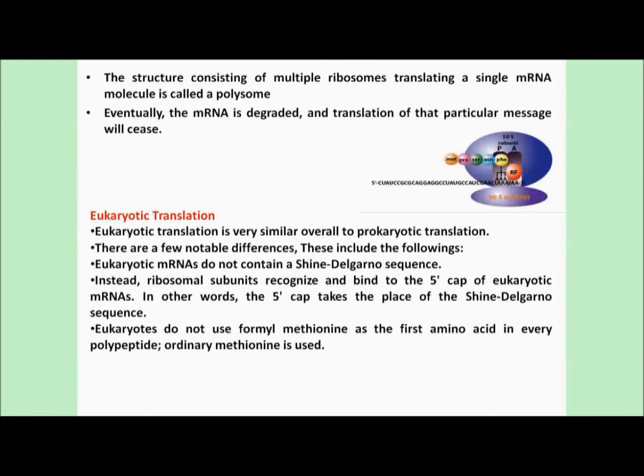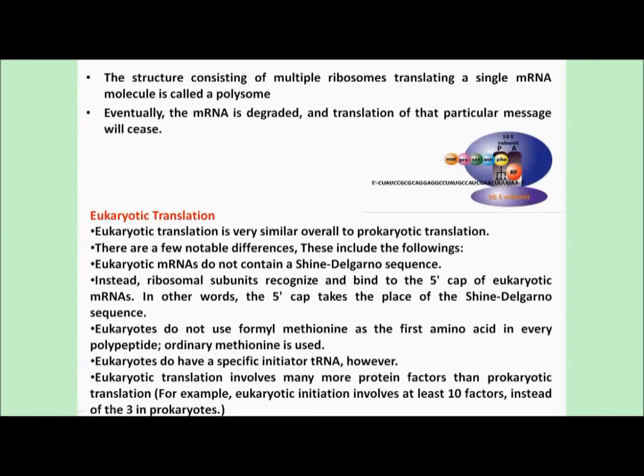The eukaryotes do not use the formyl methionine. Instead, they use the ordinary methionine as the first amino acid. The eukaryotes do not have a specific initiator tRNA, however. And lastly, eukaryotic translation involves many more protein factors than prokaryotic translation, because in eukaryotic translation we have at least 10 factors, but in prokaryotes we have only 3 initiation factors: IF1, IF2, and IF3.